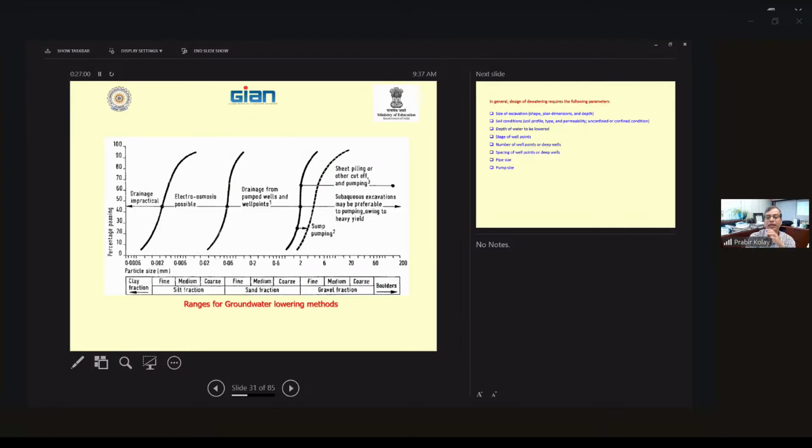These will tell you, for the water table reduction, depending on the particle size, what method you need to use. Whether you use the pump, a submersible pump, or whether you should use the well point system. And if it's a clay type of soil, you have seen that you need to use the electroosmotic method or vacuum consolidation method, so as to lower the water table.